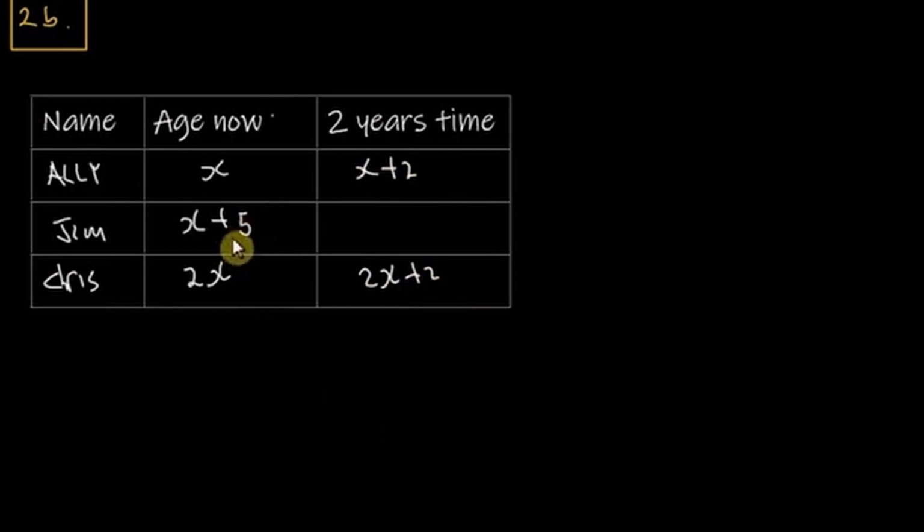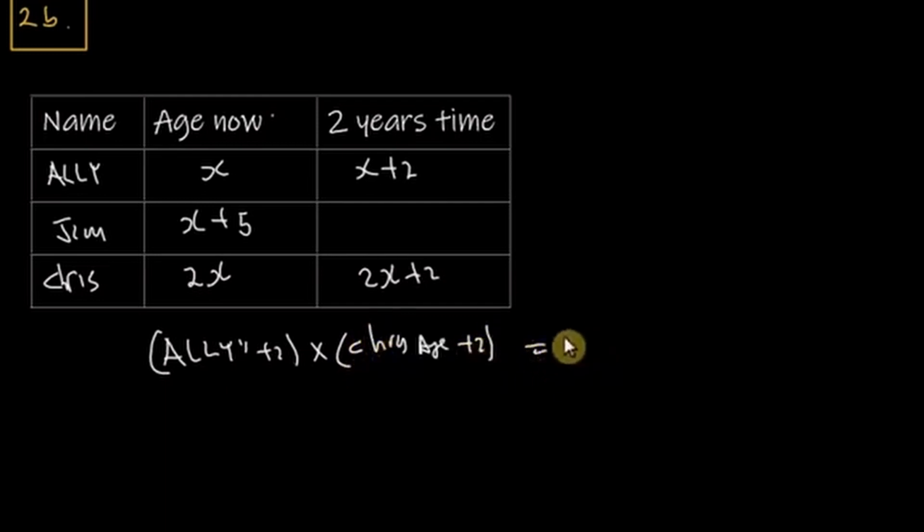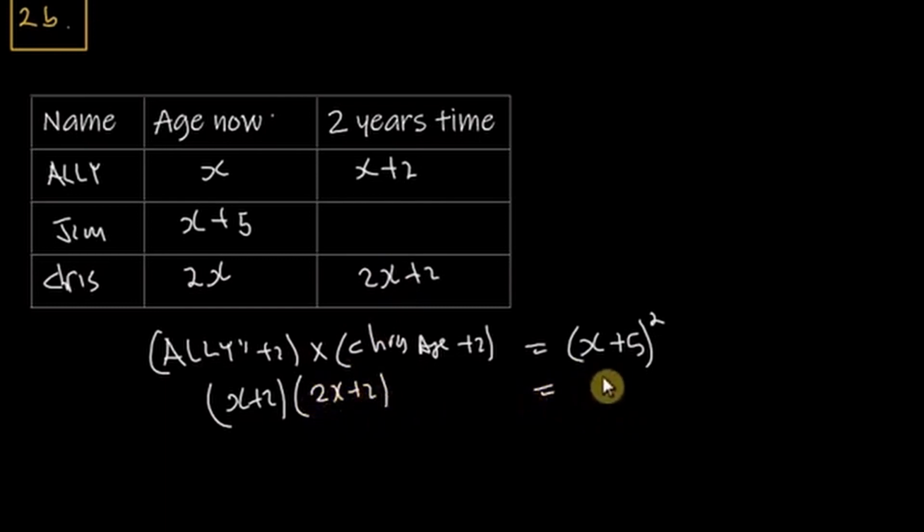And we are going to form an equation to relate the change with Jim's current age. So they're telling us that Ali's age in 2 years' time multiplied by Chris's age in 2 years' time will be equal to Jim's present age squared. So Jim is currently at x plus 5 squared. Ali's age in 2 years' time is going to be x plus 2. And it's a product, so we're multiplying by Chris's age in 2 years' time, which is 2x plus 2. And that should be equal to Jim's current age all squared. So what we need to do is to simplify this equation. So let's proceed to do that.